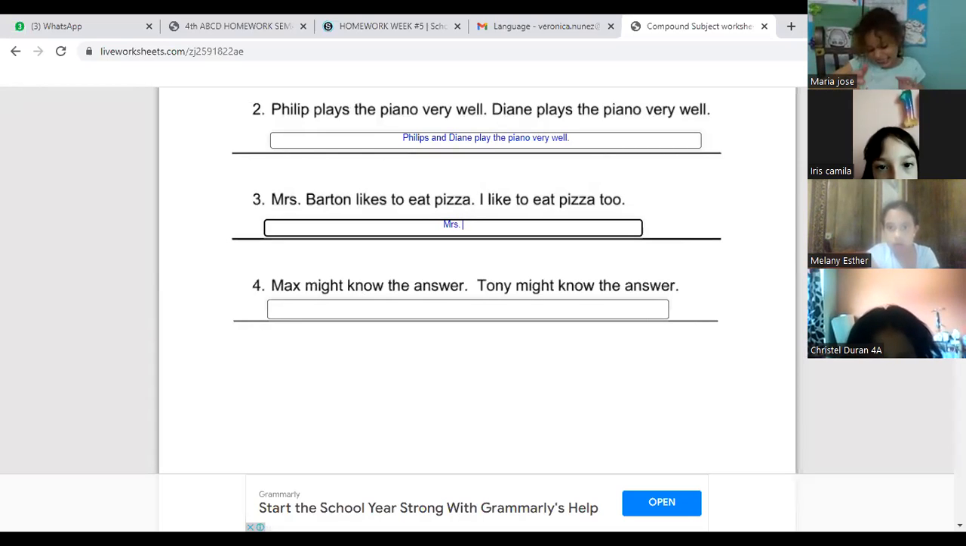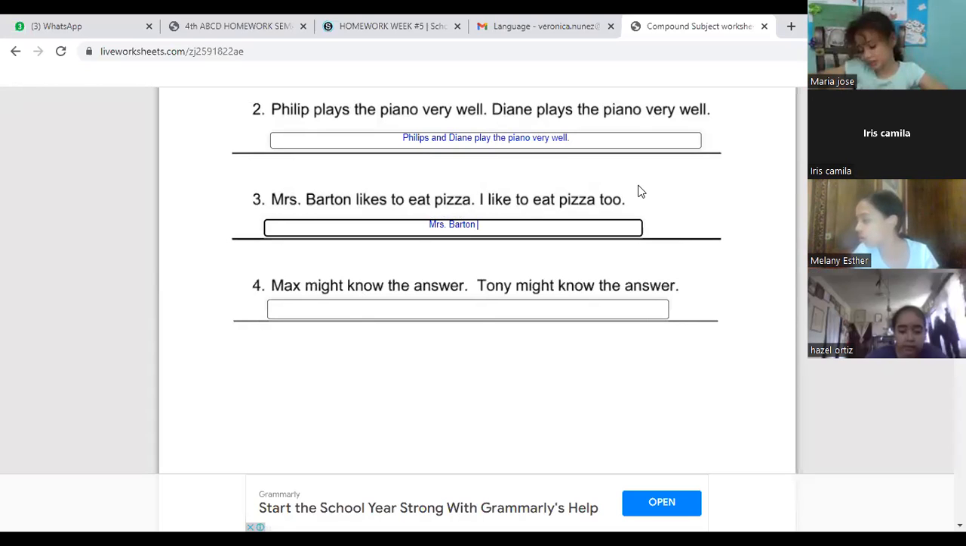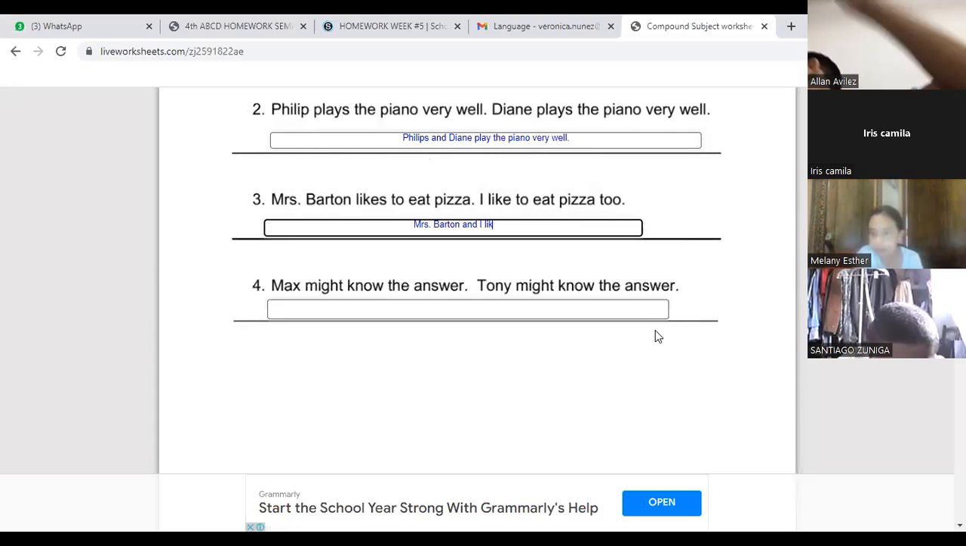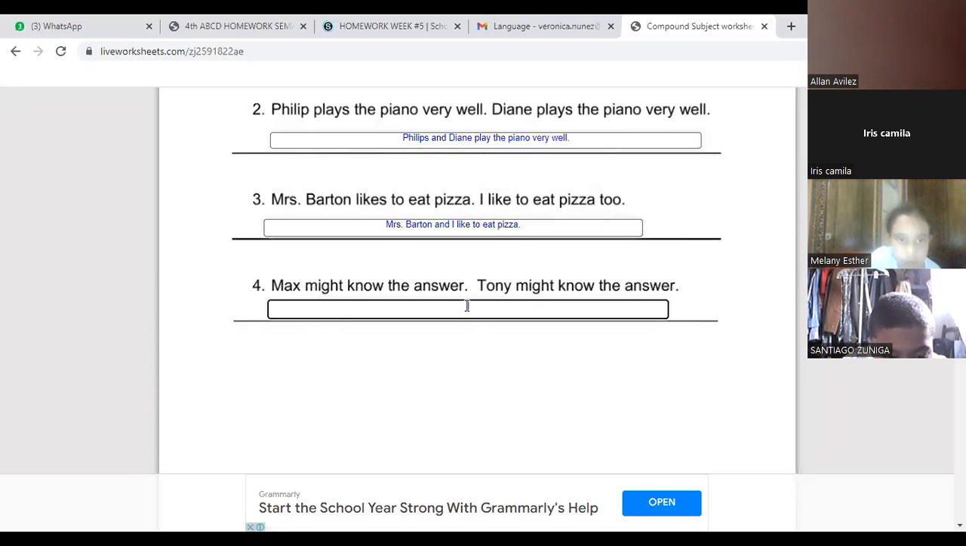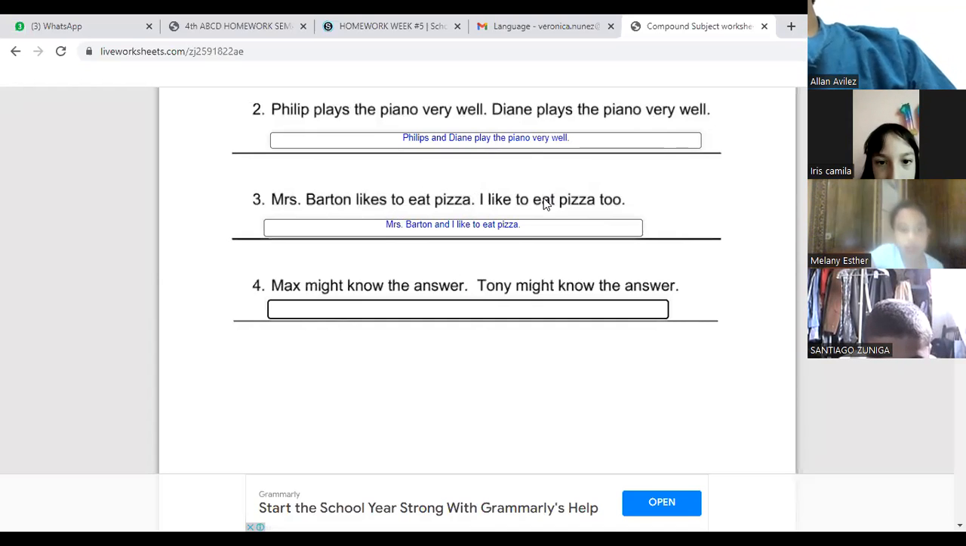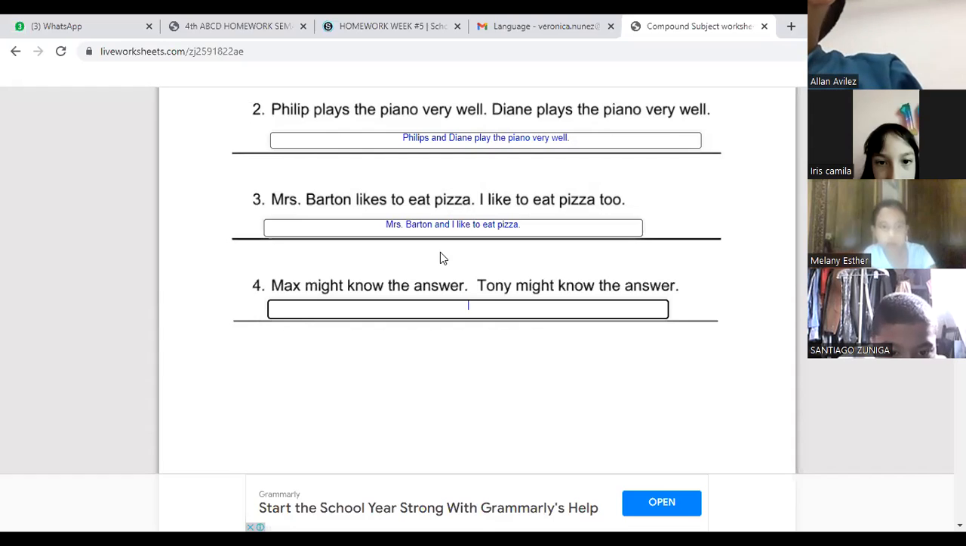Mrs. Barton likes to eat pizza. But that's the same sentence. Remember that I have to join this sentence with this one. Look at this. Philip plays the piano very well. Diane plays the piano very well. So Philip and Diane, because they do the same thing. Mrs. Barton and I like to eat pizza. Exactly, like that. Mrs. Barton and I like to eat pizza, because likes to eat pizza is written two times, because there are two different sentences. But now I want only one sentence.